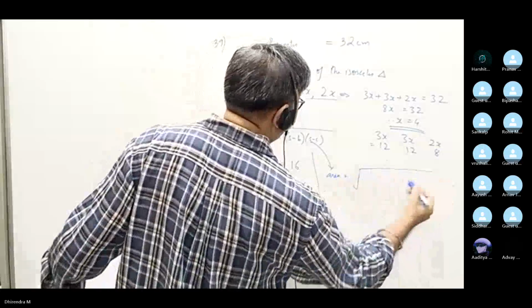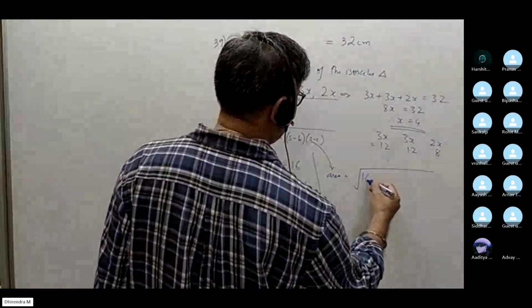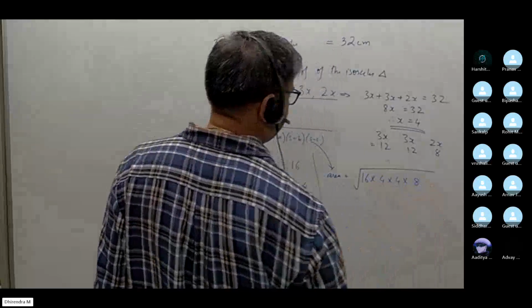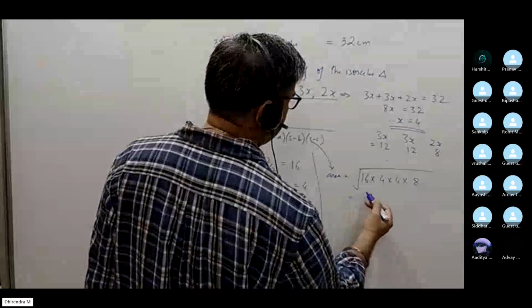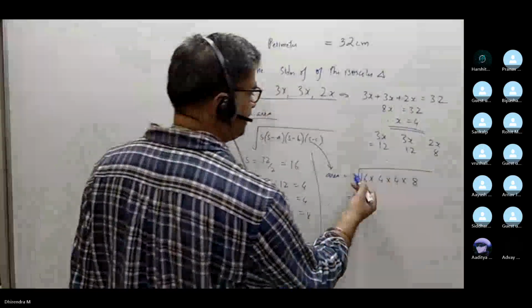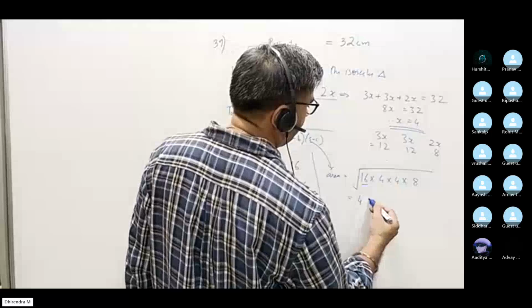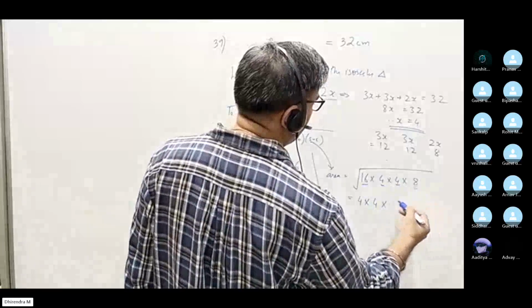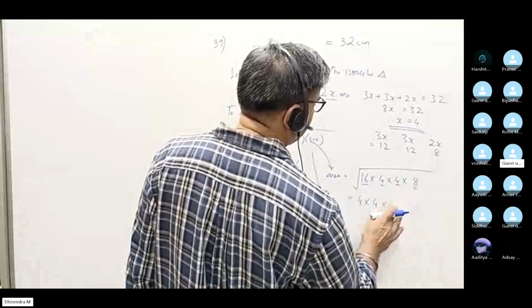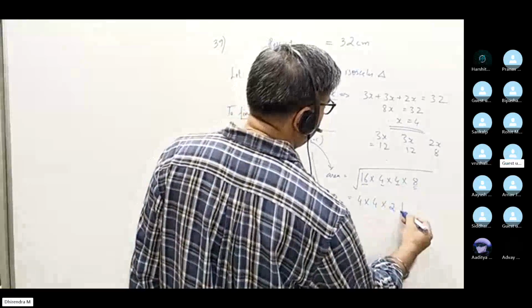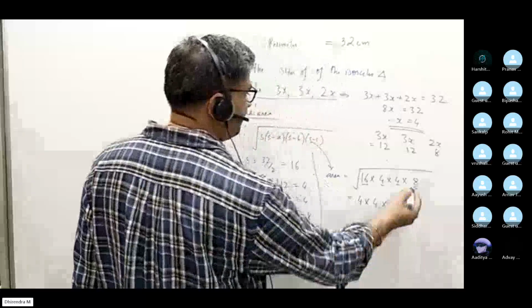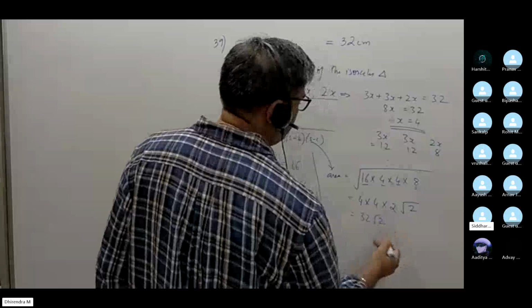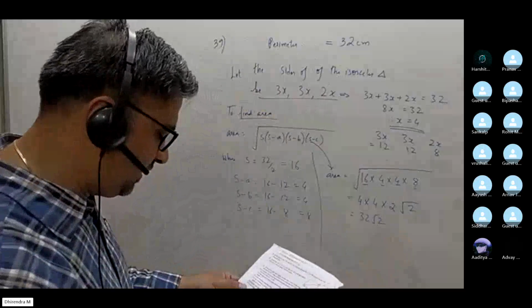So area, what is it? It is root of 16 into 4 into 4 into 8. Yes, so let's take everything out, whatever we can. The square root of 16 is 4. Out of these two 4s, we get 4 out. And 8 is 2 into 2 into 2. So do you see that we can take 2 out and whatever is left inside is 2? Yes, root 8 is 2 root 2. I hope you know this. So 16 into 2, 32 root 2 is the area, right?